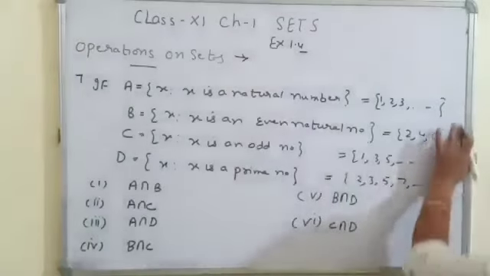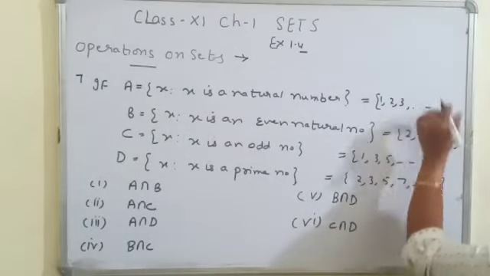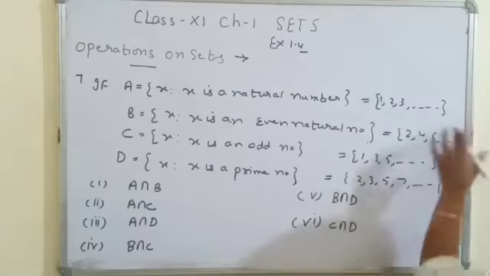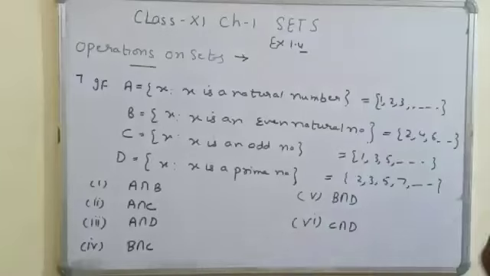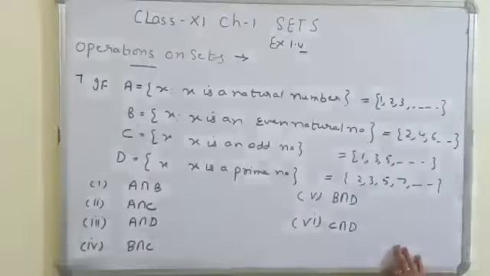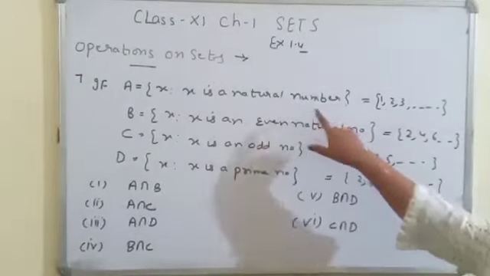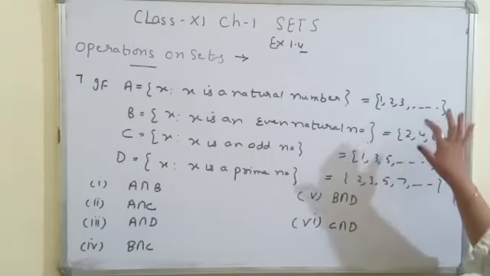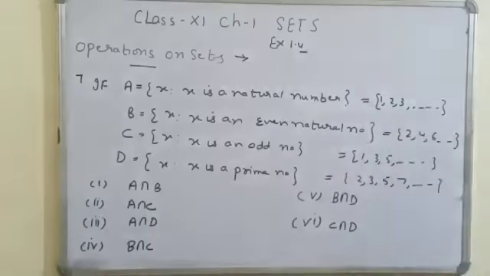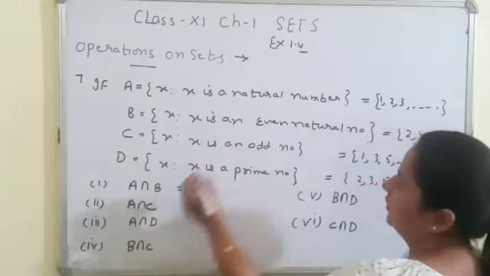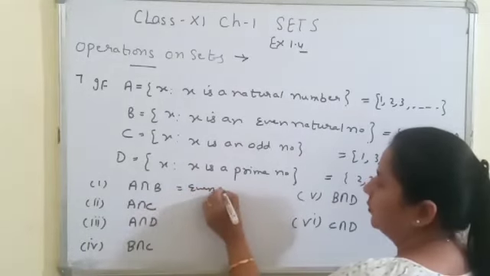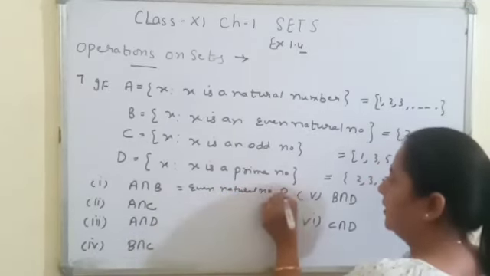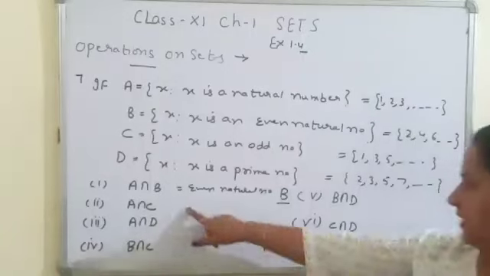Now let's find the relations. A intersection B. A is the natural numbers and B is the even natural numbers. It means their common section is the even natural numbers, and this is set B. So the answer for this is set B.